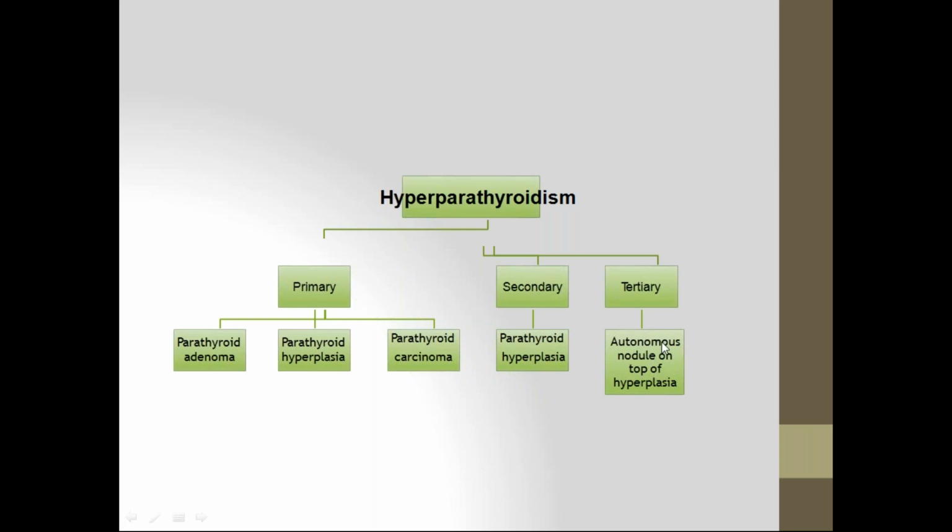In tertiary, the pathology may lie in the parathyroid gland or in an extraparathyroid gland. That will lead to autonomous production of parathyroid hormone. So this is how we can classify hyperparathyroidism: primary, secondary, and tertiary.